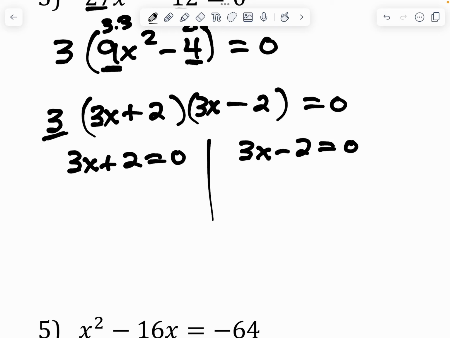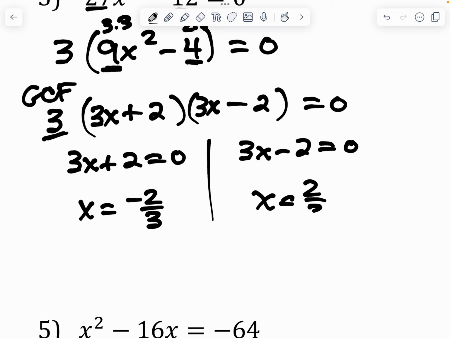And because 3 is the GCF and it doesn't have a variable, we don't really use it because we can't really solve for x. We just need to make sure we know that it's there and use it as part of our answer when we're factoring, but when we're solving, we don't really need it, okay? So when we solve, we're going to get x equals negative 2/3, and x equals positive 2/3. So the roots are negative 2/3 and positive 2/3.